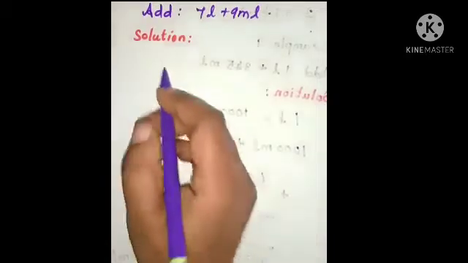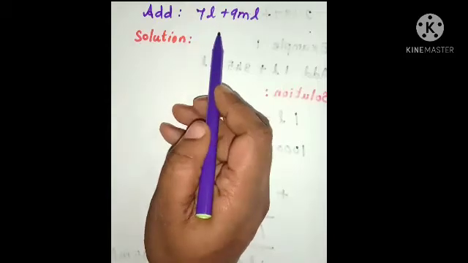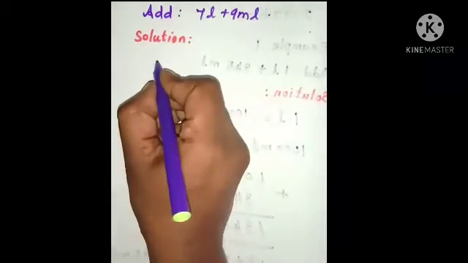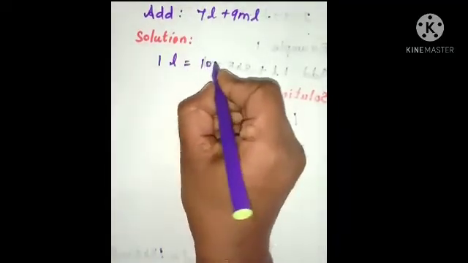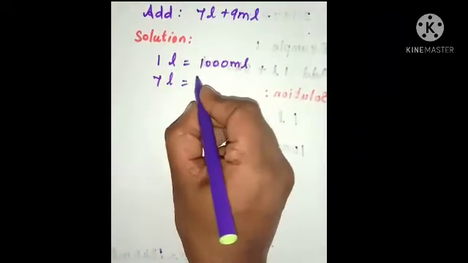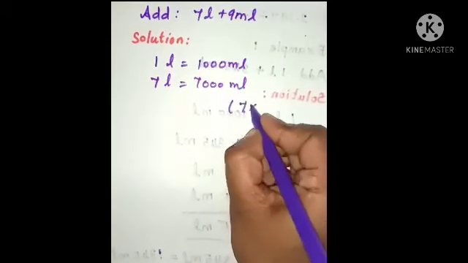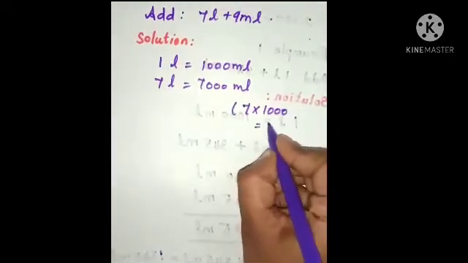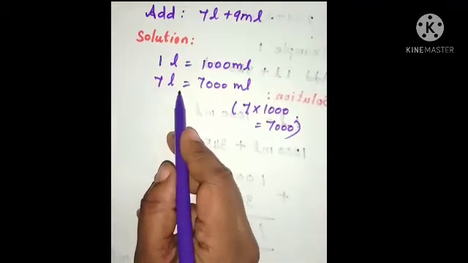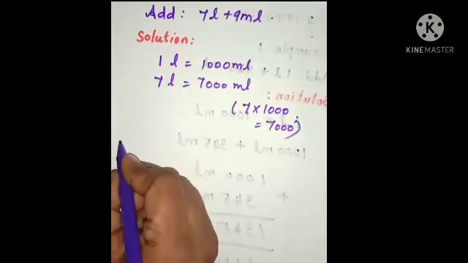Here in this problem, first we have to do the conversion of liter into milliliter. First convert the liter into milliliter. We know that 1 liter is equal to 1000 milliliter. Then 7 liter will be 7000 milliliter because 7 into 1000 is equal to 7000. Now substitute 7L is equal to 7000 milliliter in the given problem.